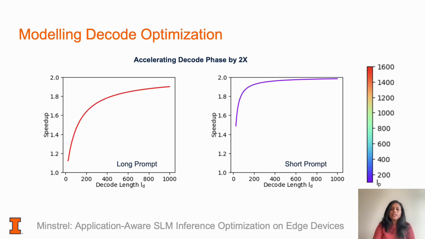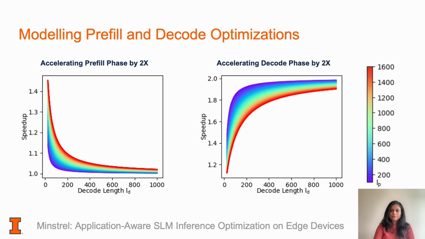Next, when we study the impact of accelerating the decode phase by 2x for both the prompt sizes, we observe that the impact is maximal for longer decode lengths in general, but especially for the short prompt lengths, the benefits saturate even at shorter output lengths. So if we were to summarize these trends together, we observe that for various prompt sizes, there's a similar diminishing trend for benefits from prefill optimization and increasing trends for decode optimizations on increasing decode lengths.